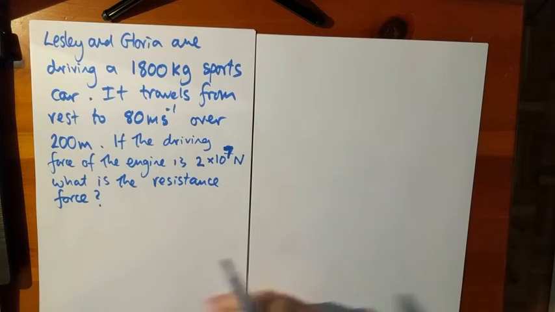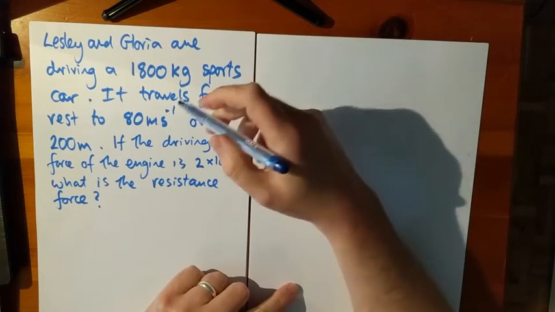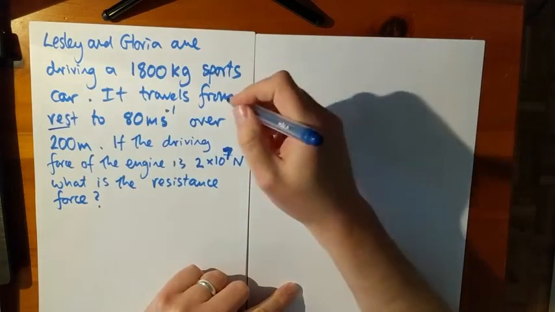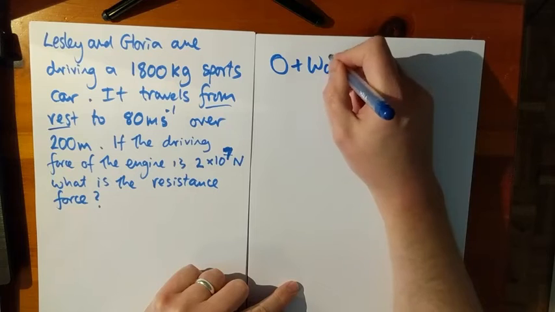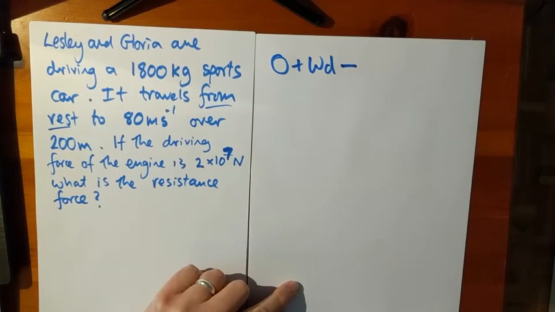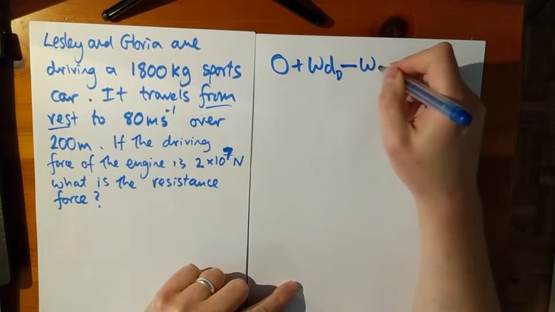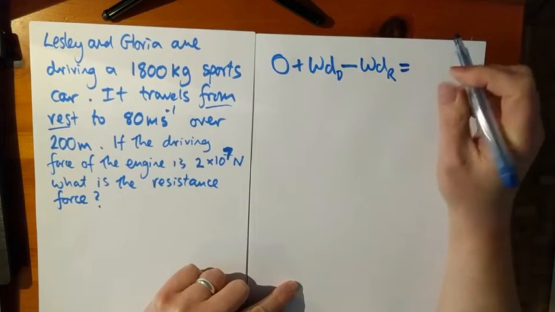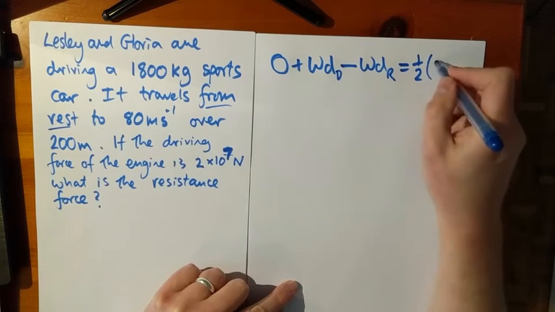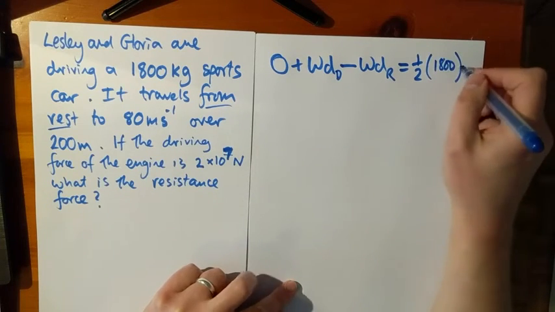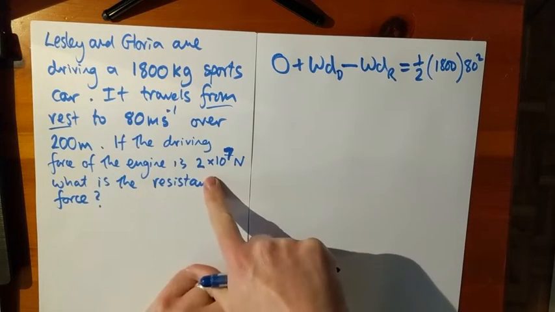So again, we piece it together, we put everything we know in. At the beginning, we have no energy. There's nothing moving because it starts from rest. Okay? It starts from rest, so we know that kinetic energy at the beginning is 0. There's the work done by the driving force of the engine. We're going to take away the work done by resistance. I'm going to call that work done by the driving force. And then we're going to take away the work done by resistance. And at the end, it's going at 80 meters per second. So 1/2 times the mass of the car, 1,800, times 80 squared.